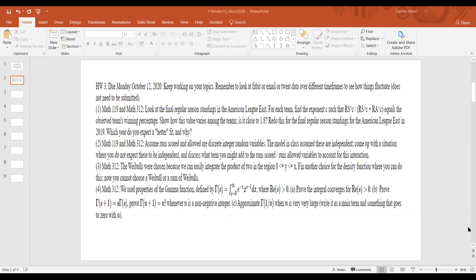Okay, any other questions on this one? Okay, for the third one, the variables were chosen because they easily integrate when we have a product of two of them. What other functions can we integrate easily?